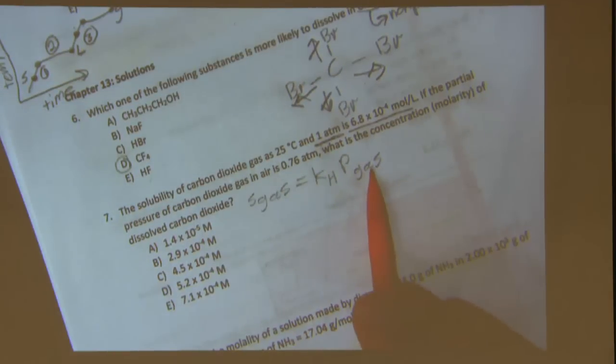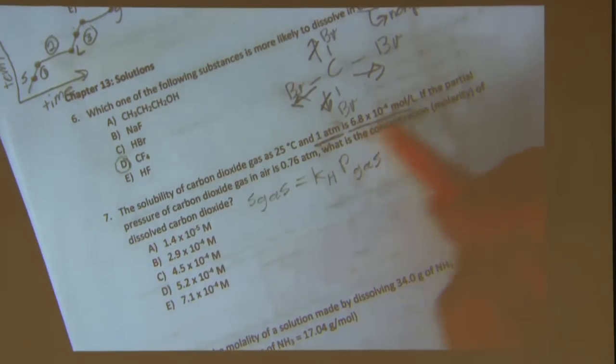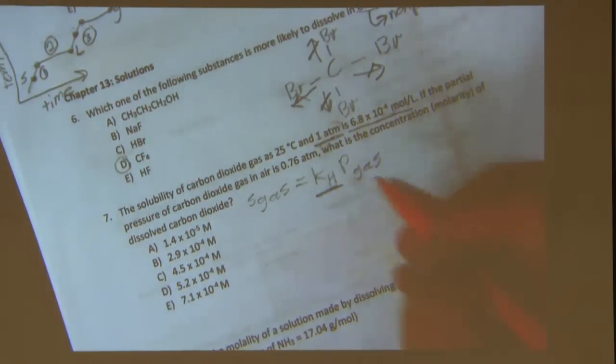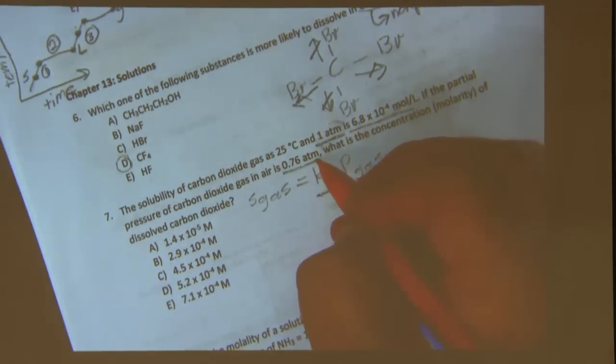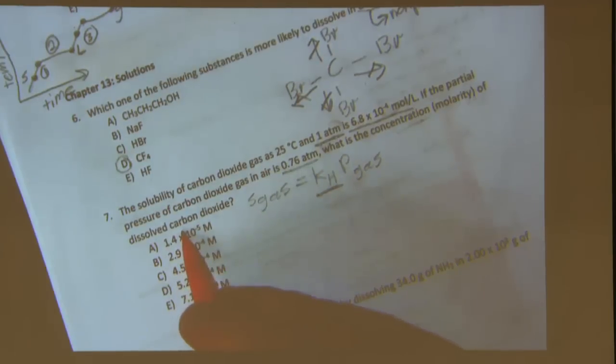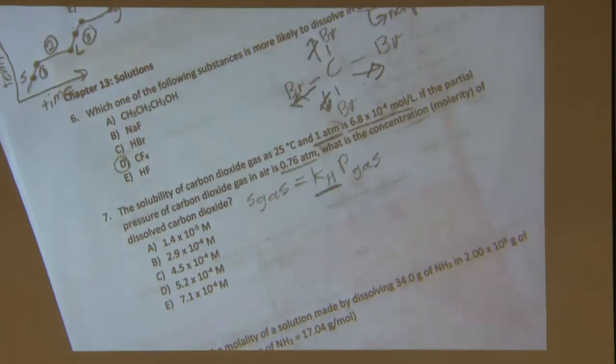Okay, so S gas equals Henry's constant times the pressure of gas. And we're told what the pressure of gas is and what the solubility is. The only thing we're not given is KH. And then the second part is if the partial pressure of gas is 0.76, what is the concentration of dissolved gas? So in the first problem, we're given everything but KH. And it's a constant, which means will it change if I do a different problem? No, it's always going to be the same for carbon dioxide gas.